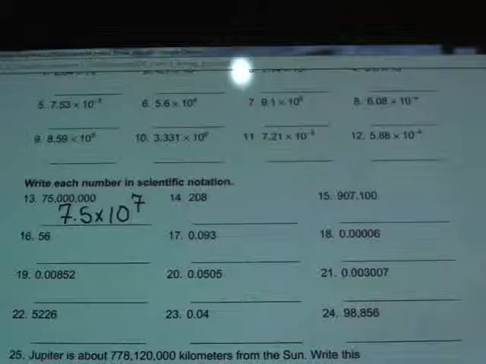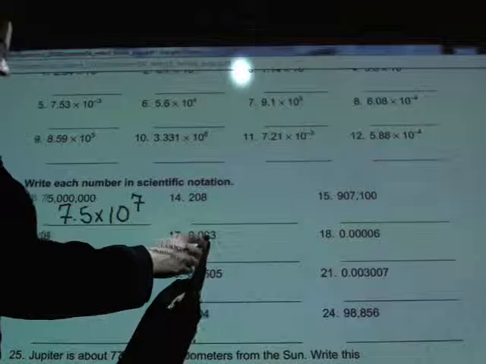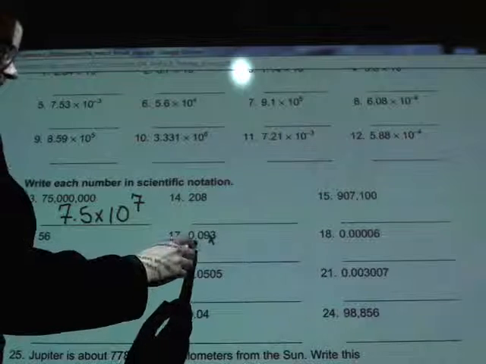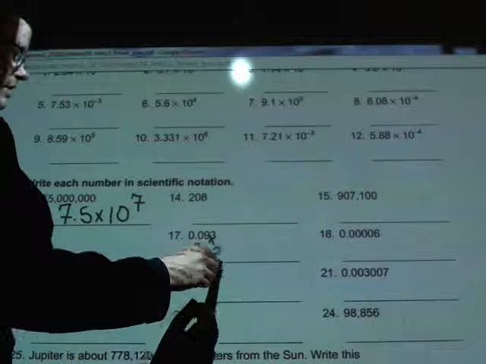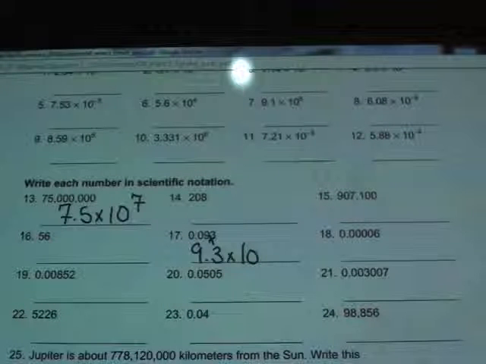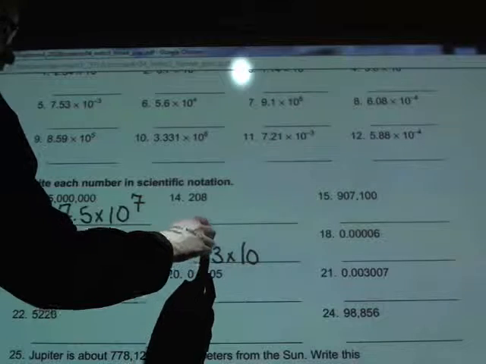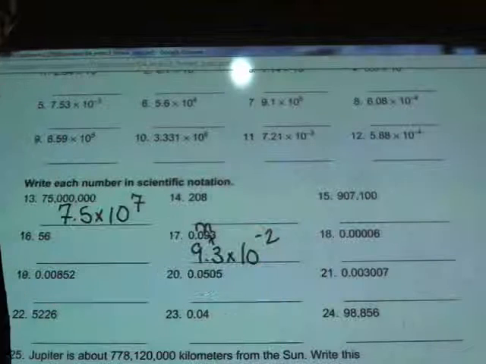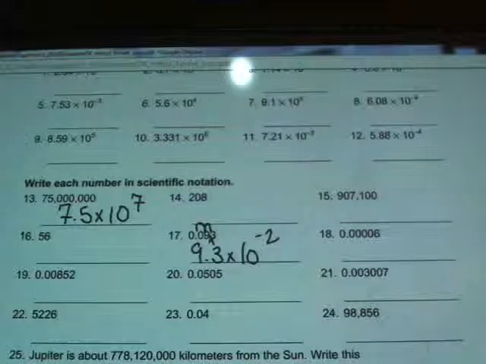So if we take a look at a question like 17, we're going to drop the decimal between the 9 and the 3, because that's how we're going to get something between 1 and 10. So that's going to give me 9.3, and then it's always times 10, but the exponent here is different. Because I had to move the decimal to the right, from the left to the right, to get to that placement, the exponent is now going to be negative. So since I would have had to move it 2 jumps to the right to get there, the exponent is going to be negative 2.